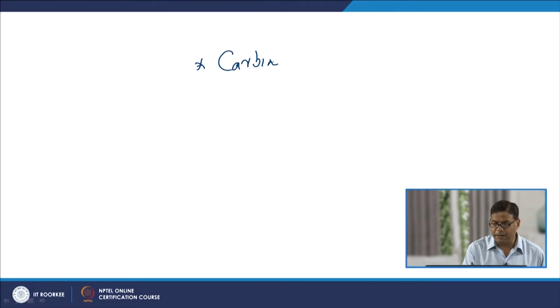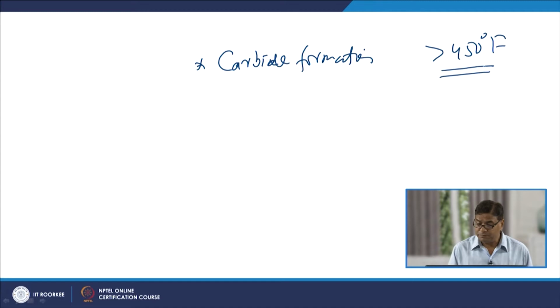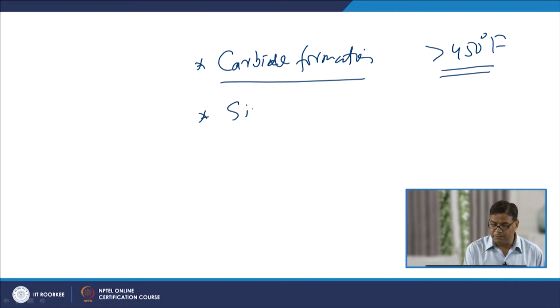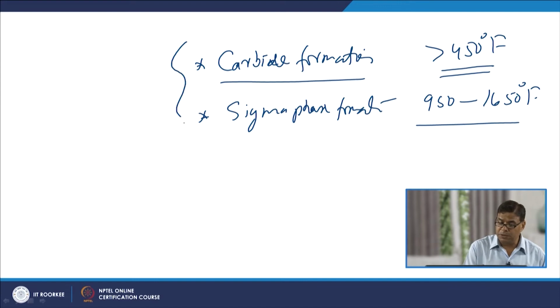There are two types of the most common problems encountered during the welding of the ASS as far as the phase transformation is concerned. One is the chromium carbide formation. All the zones which are heated above the temperature of 450 degree Fahrenheit will experience the carbide formation. Further, at a higher temperature, sigma phase formation is also encountered, which is normally observed in the temperature range of 950 to 1650 degree Fahrenheit.